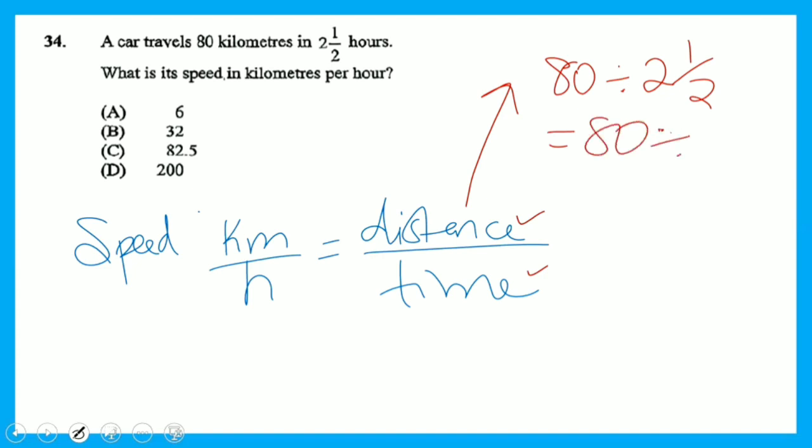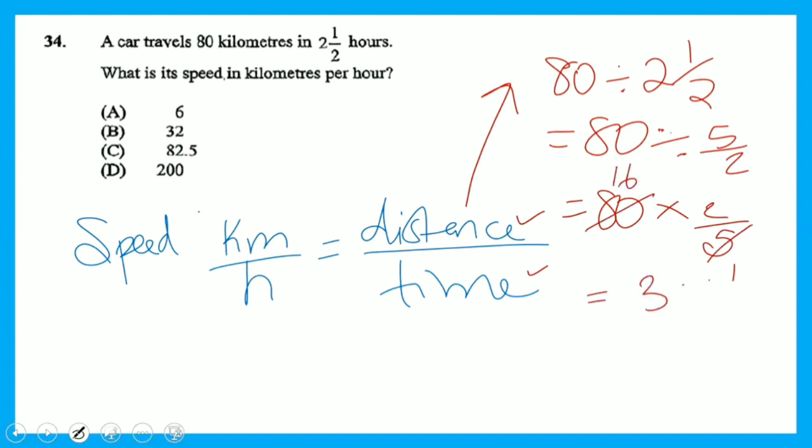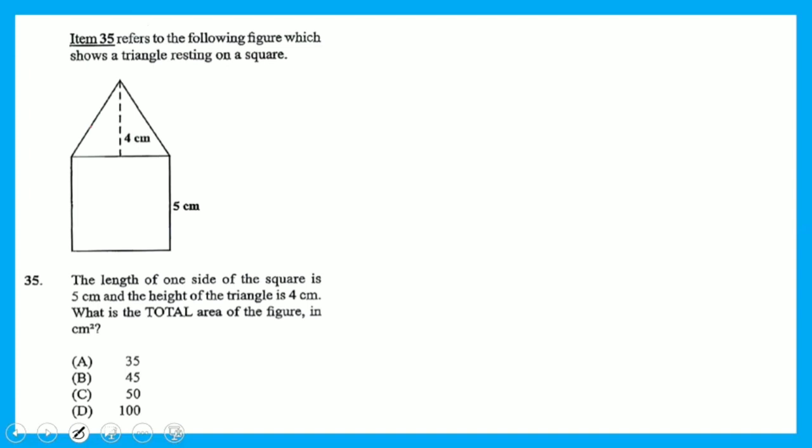All right, and we know that this fraction, 2.5, is the same as 5/2, writing it as an improper fraction. And then we continue. 80 divided by 5/2 is the same as 80 times 2/5. 5 into itself 1, we simplify. 5 into 80, 16. And that will give us 32. All right, so that will be the speed, 32 kilometers per hour.